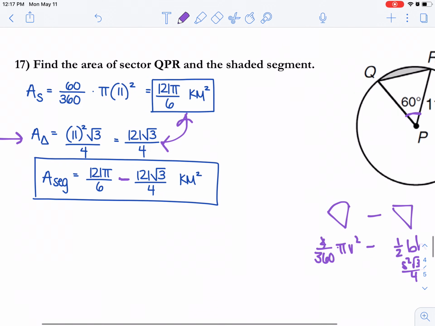Don't try to combine them. Don't give me a decimal. Leave your answer just like this, where you have the area of the sector minus the area of the triangle.